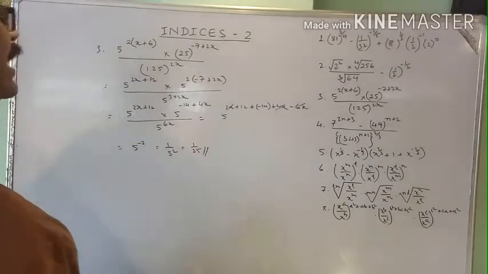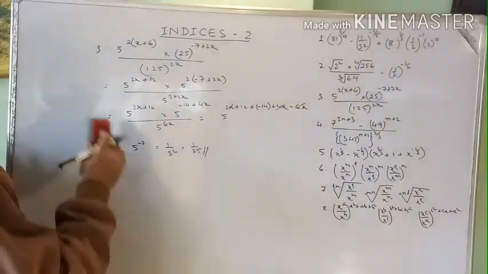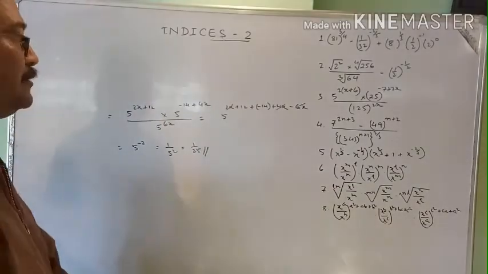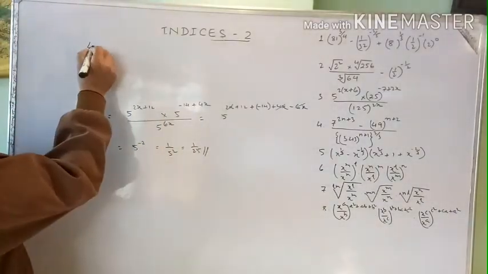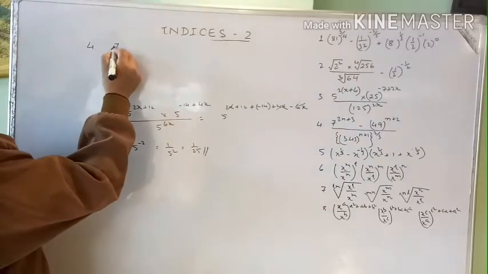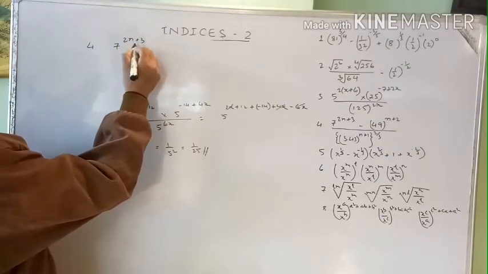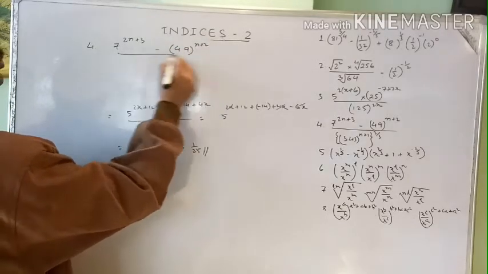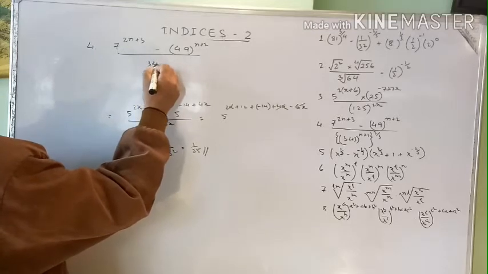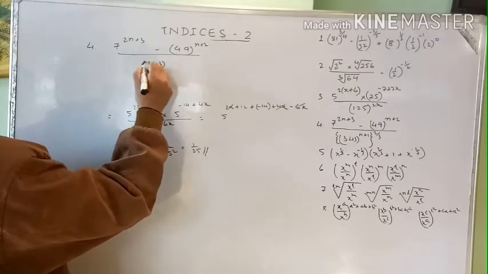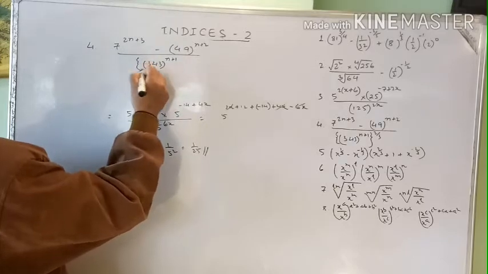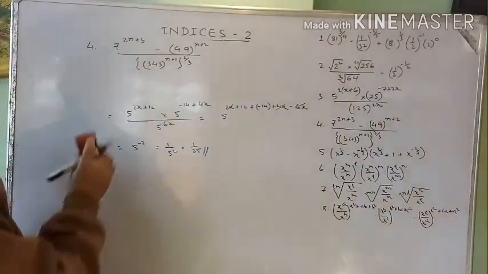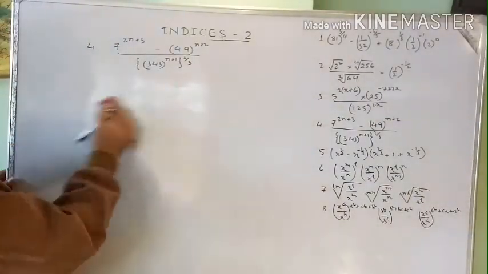Okay, now we'll take the next question, number 4. A similar sum we have done in the previous class. Question number 4: 7 to the power 2n plus 3 minus 49 to the power n plus 2 whole divided by 343 to the power n plus 1 and whole to the power 2 by 3. And this one also you have to simplify.